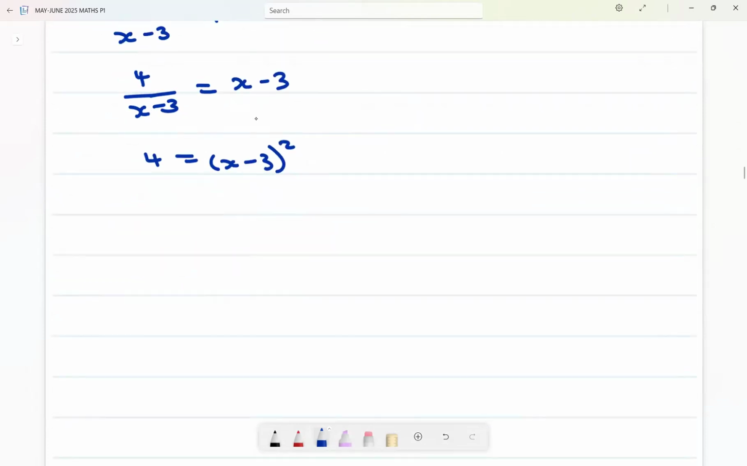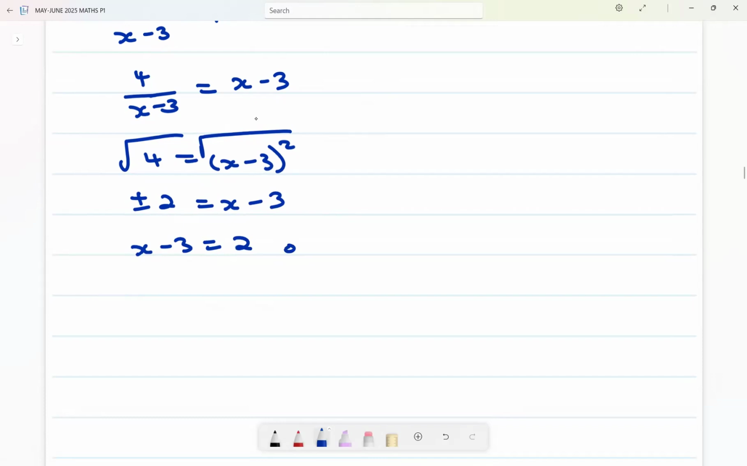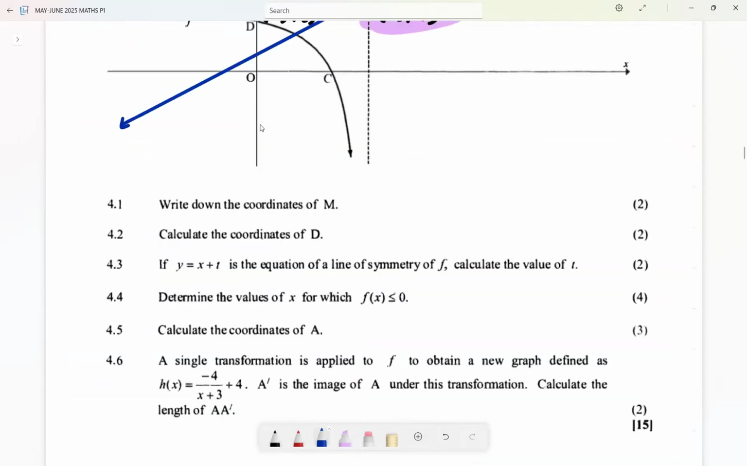So when I square root, it's going to be plus or minus 2 is equal to x minus 3. So x minus 3 can equal 2, or x minus 3 can equal negative 2. Then x is equal to 5, or x is equal to 1. But the question is, which one is the correct one?